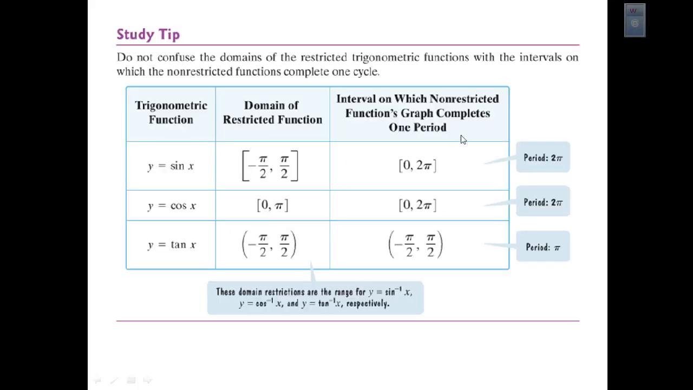All right, now, you need to make sure that you don't confuse the domains of the restricted trig functions with the intervals on which the non-restricted functions complete one cycle. Notice that for y equals sine x, the domain of the restricted function is from negative pi over 2 to pi over 2, but it takes 2 pi to complete a period. So the distance from there to there is only pi. So don't confuse the domain and the period. They're not the same thing.